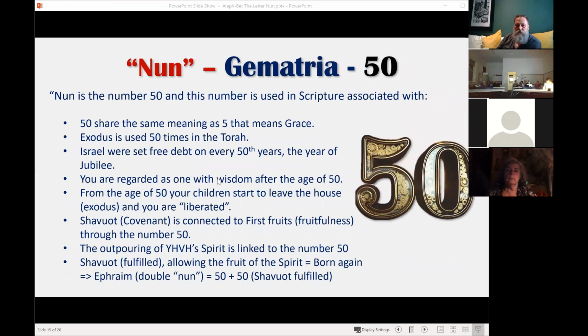Looking at Nun, it's got the number 50. Now, there's just a few interesting things about the number 50 that's found in scripture as well as in normal life. First of all, the number 50 and the number 5 both share the meaning that means grace. So everything we go through, even that terrible trial period you go through, is grace to you, because the end result of suffering is always elevation and maturity.